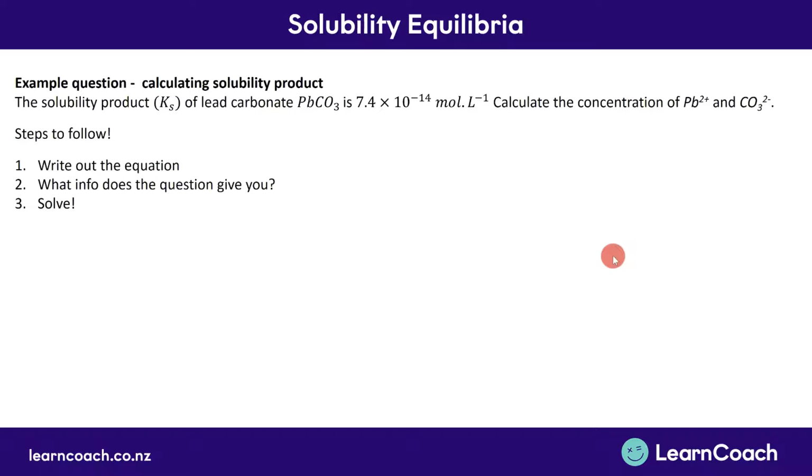So now we understand that concept, let's do a quick couple of example questions. The first question gives us a solubility product of lead carbonate and asks us to calculate the concentration of lead and carbonate in the solution. So there's steps you always follow when doing any solubility question. The steps are: write out the equation, work out what info they're giving you and write that out, put the information in the question, and solve the question.